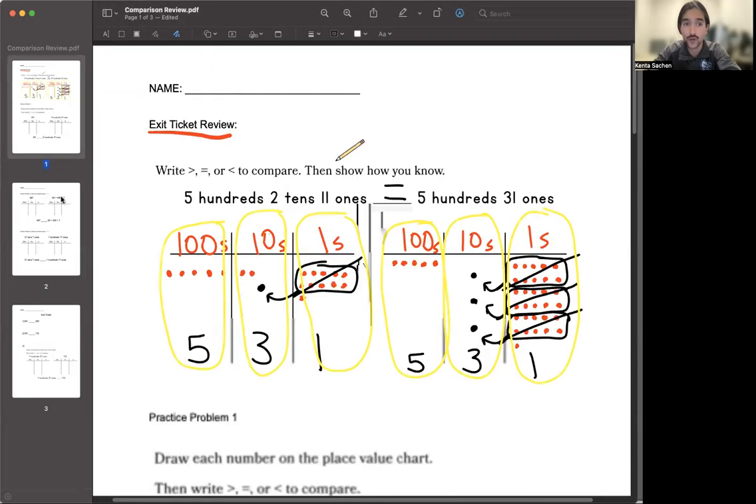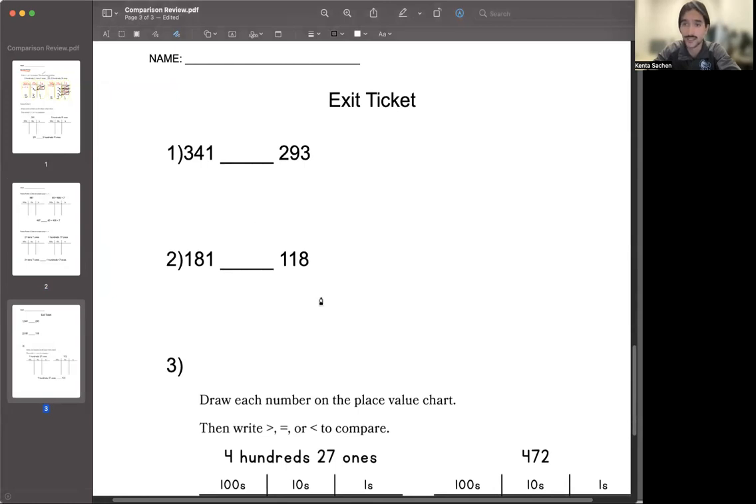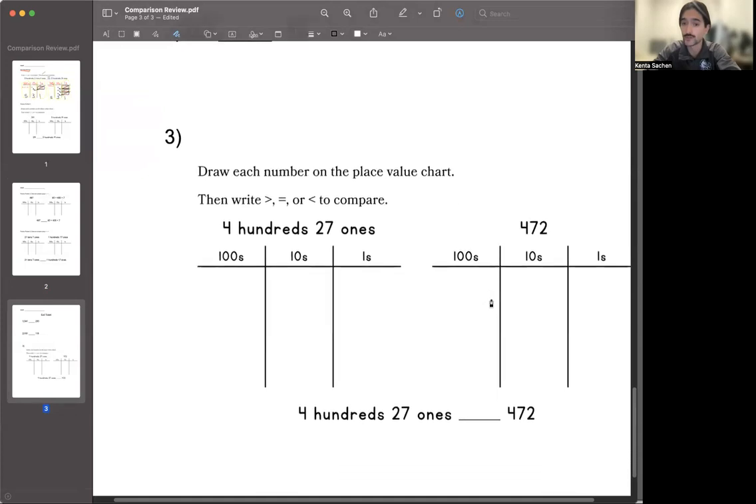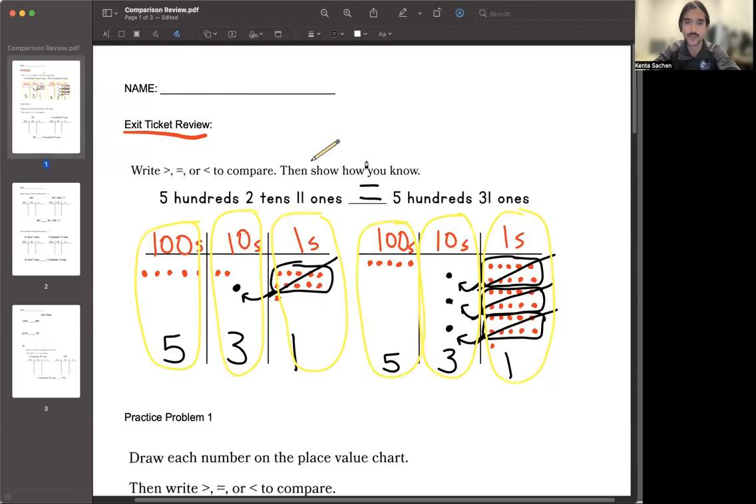Now, after you're done with those 4 problems, or 3 more problems with the class, you're going to have a chance to work on this exit ticket. Compare 341 to 293, 181 to 118. If you want to draw place value charts for these, you are more than welcome to, but you don't need to. This third one, I want you to show your work. Tell me which is the bigger number. And I want to see regrouping on this. That's what I'm looking for, because there shouldn't be 27 ones here. I want to see you circling 10 and regrouping, just like we did here.